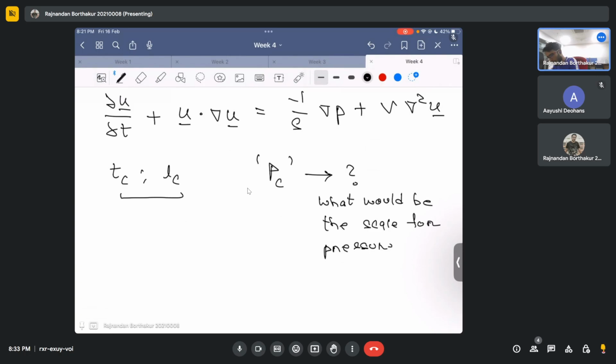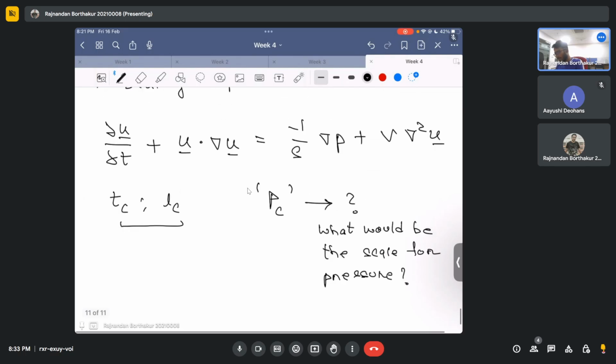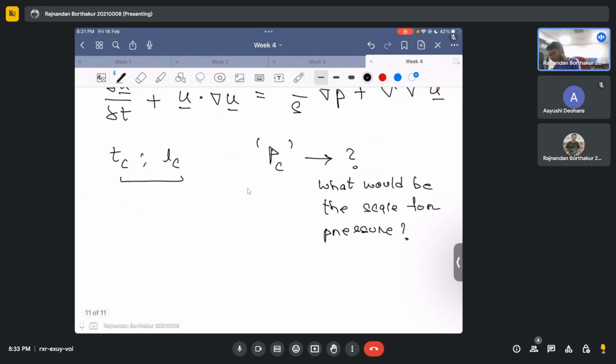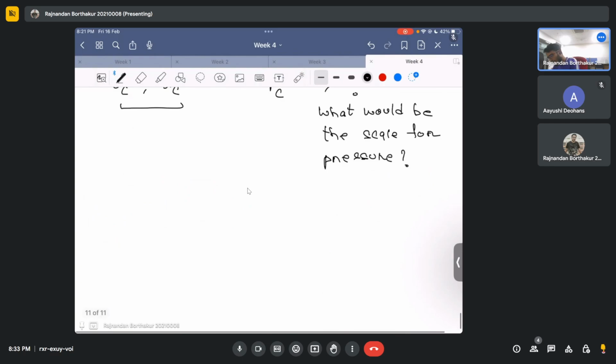All right. Before finding the scale for pressure, we will first list down the scales associated with these terms, this term and this term. Can you quickly tell me what would be the order of magnitude of del u bar by del t? What would be the order of magnitude of this term based on these two scales?